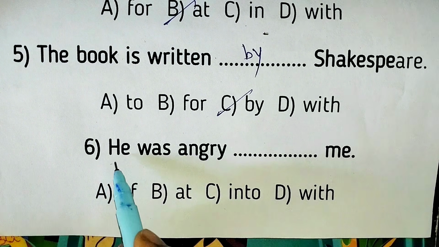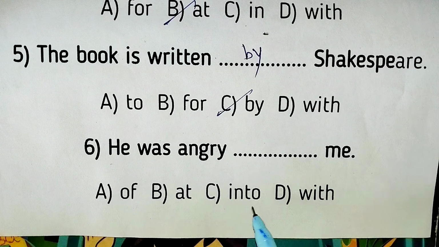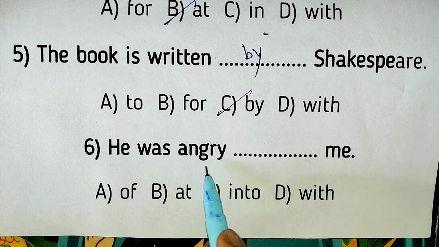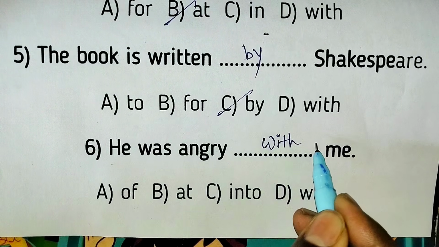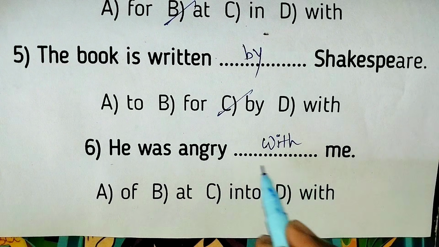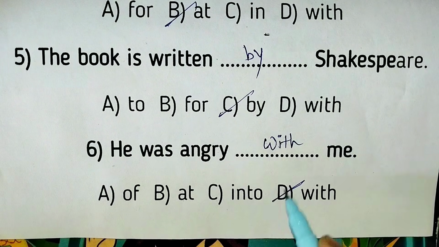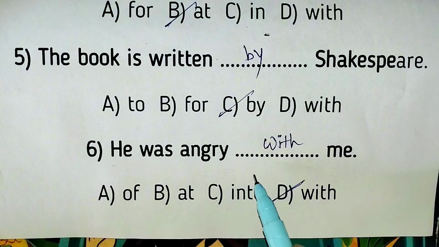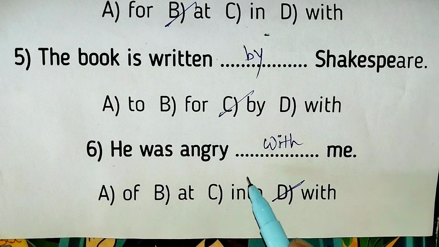Okay, the next, he was angry dash me. Of, at, into, or with. Which one is right? So look, angry with is a prepositional phrase. So with is the right answer. But why with? Actually, with is always used with angry, and it's a fixed preposition. That's why we have to use with, not into, at, or of.